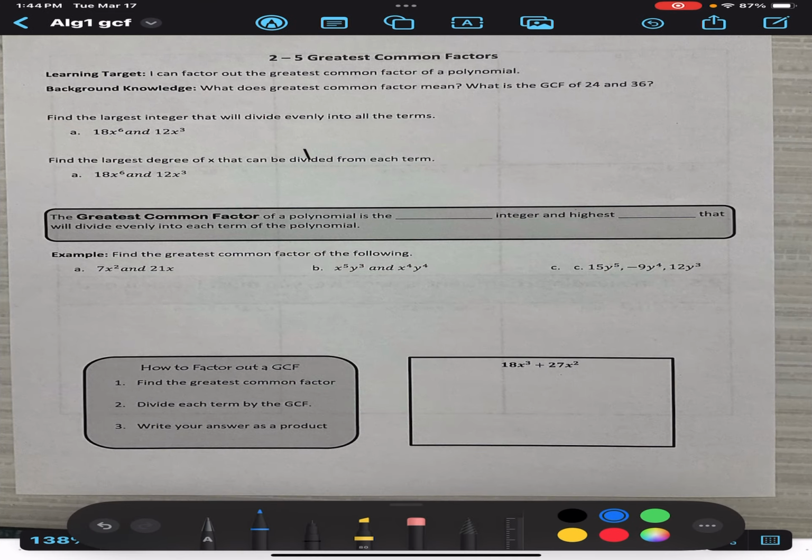All right, today we are learning about the greatest common factor, also known as our GCF. So, what does greatest common factor mean? It is the biggest shareable factor. And remember, factor is smaller.